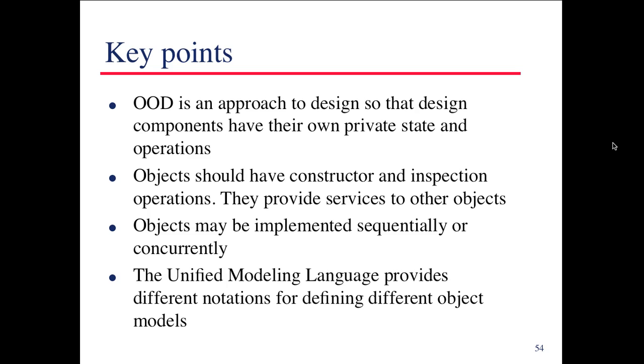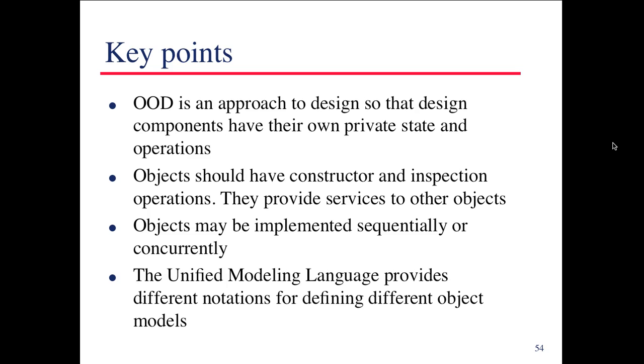And we also want to think about how objects might provide services to other objects that might be in the system. Objects might be implemented sequentially or concurrently. They might be running sequentially, or they might be running concurrently in the system. And we can show that by using a layering approach, or a sequence diagram, or all sorts of different techniques to represent that concept.